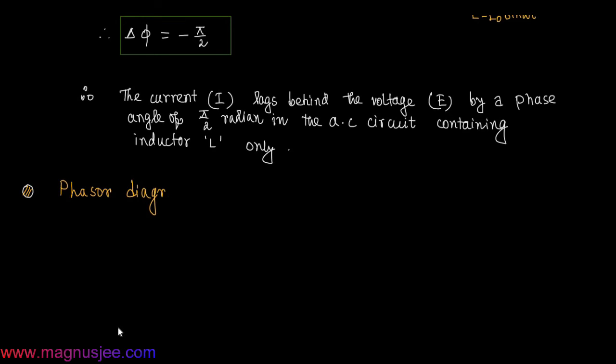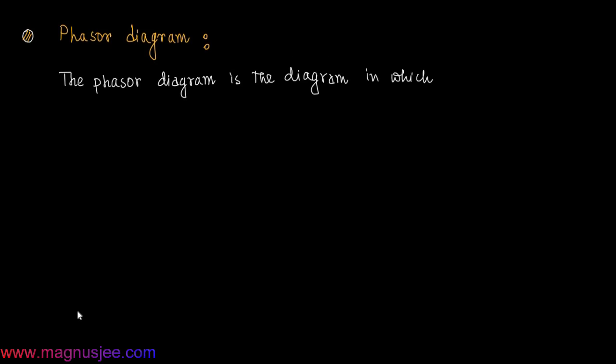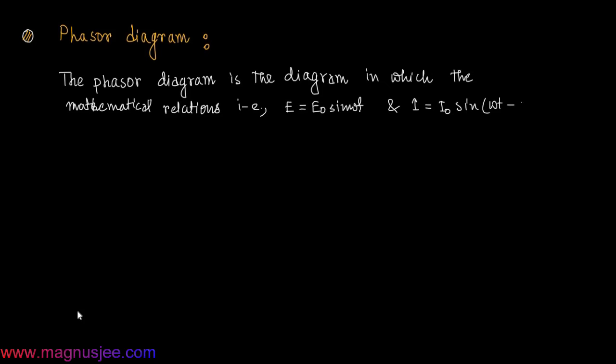Now we have to draw the phasor diagram of an AC circuit containing inductive coil L only. We have to define what a phasor diagram is. Here the phasor diagram is the diagram in which the mathematical relations, that is E equals E0 sin omega t and I equals I0 sin(omega t minus pi by 2), are represented by two right angle triangles.